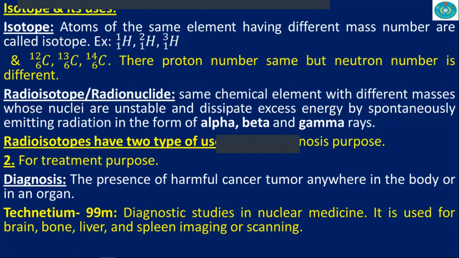Radioisotopes have two types of use: for diagnosis purposes and for treatment purposes. Diagnosis detects the presence of a harmful cancer tumor anywhere in the body or in an organ. Here, technetium 99 metastable isotope is used in diagnostic studies in nuclear medicine. It is used for brain, bone, liver, and spleen imaging or scanning.